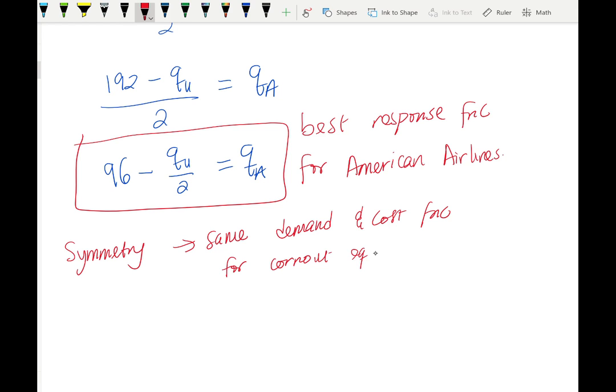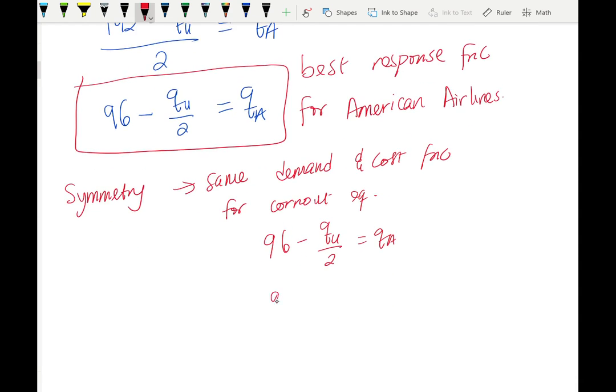is that we can interchange the Q's. QU over 2 is equal to QA, that will be for American, and for United it will be 96 minus QA over 2 as the best response for United. That's a quick side note.